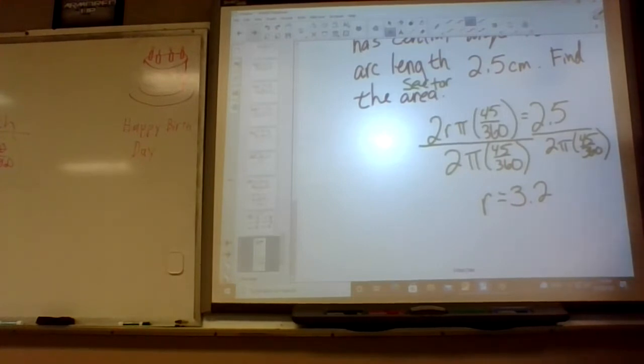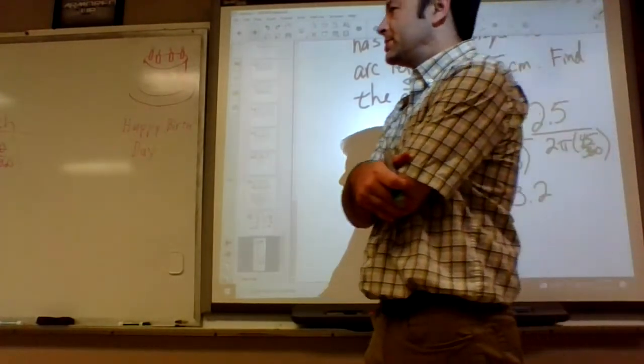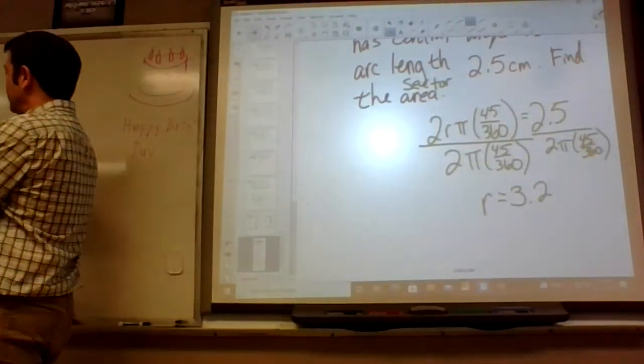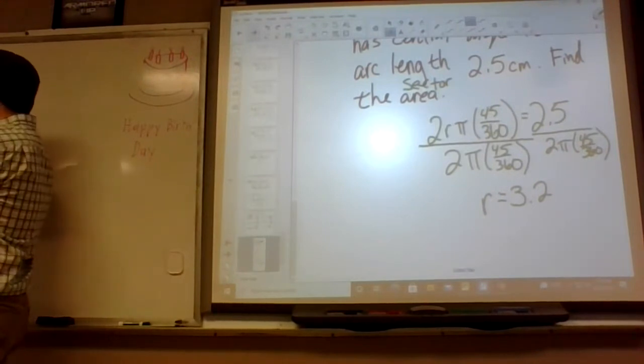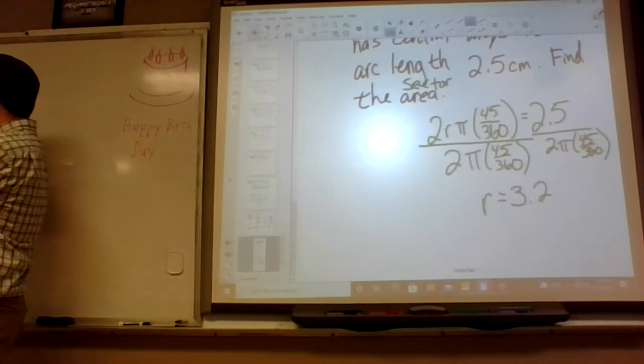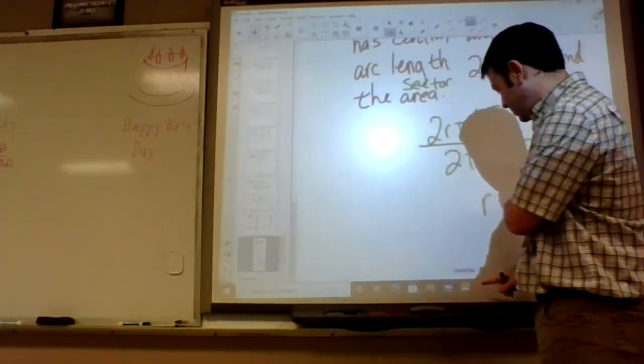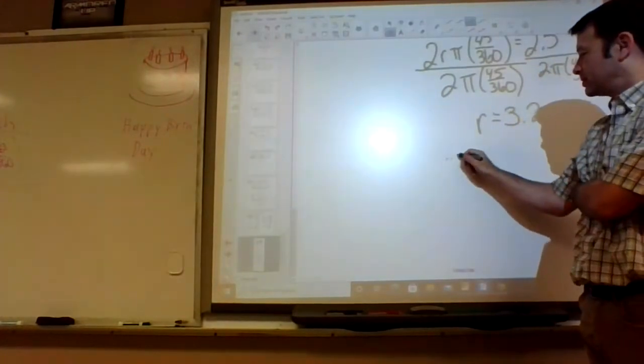Do you always round to tens? Well, we already did it. And then the radius, we know the theta is still 45, so we just have to plug it into the second area formula. So 3.2 squared times pi times 45 over 360.